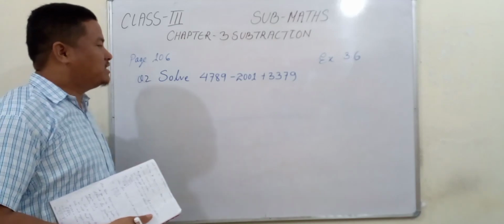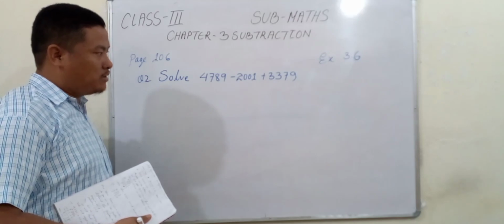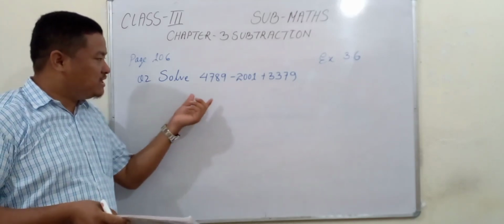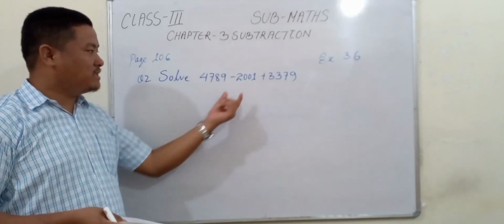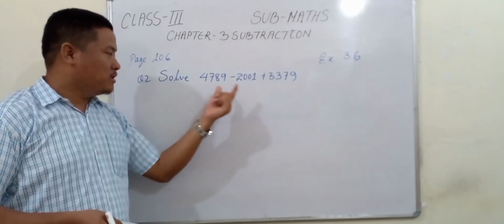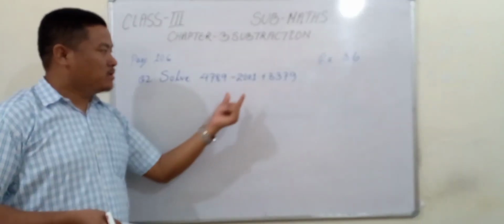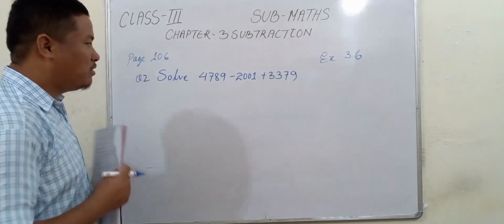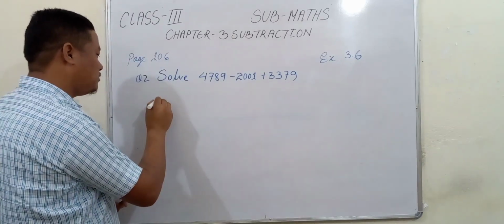Solve 4789 minus 2001 plus 3379. As you can see, this question is a little bit different from question number 1, because negative number is in middle. Negative means minus. Okay, plus means positive. So positive numbers are in corner. In middle there is negative number. So first thing what we'll do, we'll arrange this number. We'll write all the positive numbers on one side, then negative number.